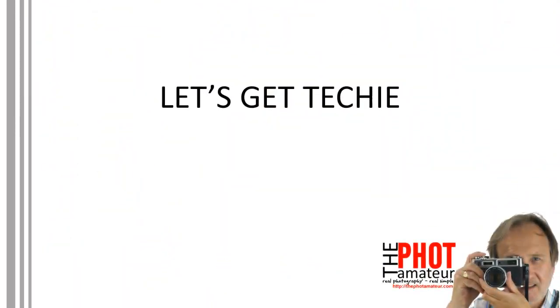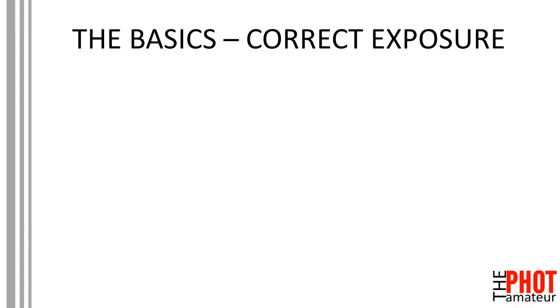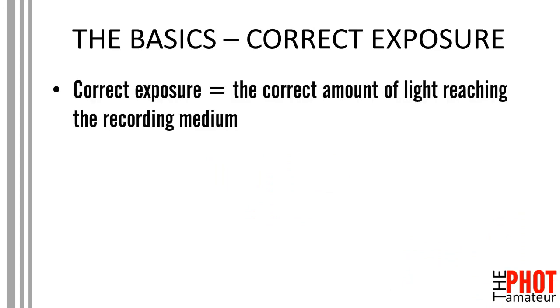So we've stepped inside now and we're going to look at the basics of exposure. So what is a correct exposure? Well, it's actually the correct amount of light reaching the recording medium. Now, there are a huge amount of variables in getting that correct amount of light to reach your recording medium, whether that's film or your digital sensor. Most of what you'll learn in this session can be applied to both film and digital photography.